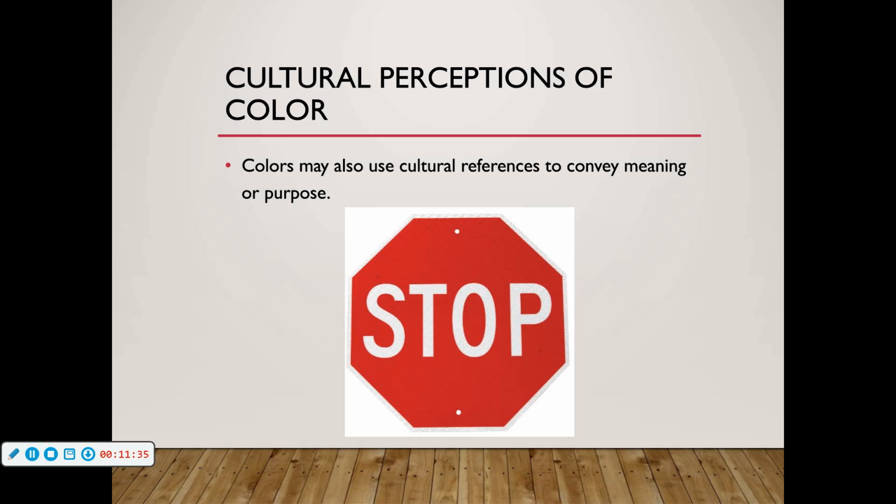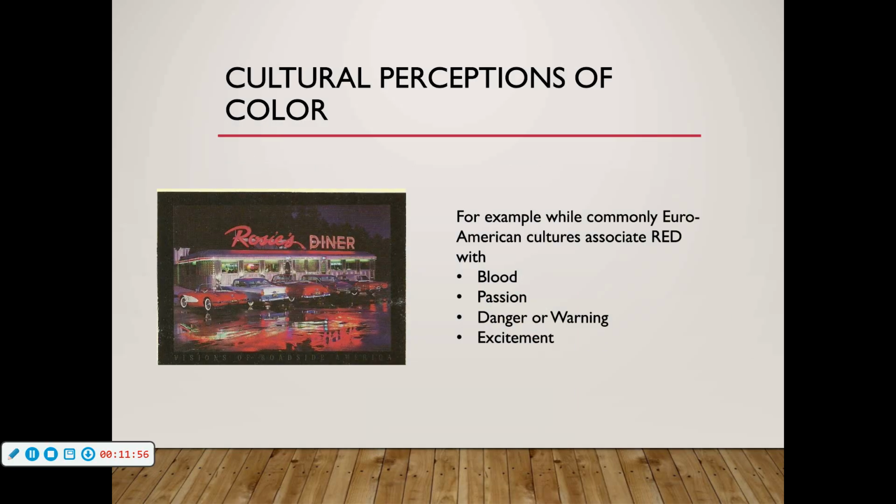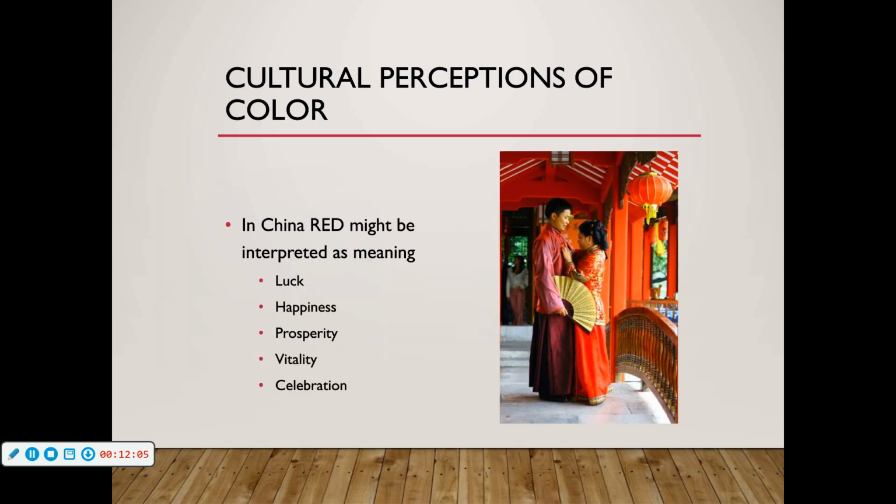So colors might also use cultural references to convey meaning or purpose, such as the red stop sign. Because we have the red stop sign, people are often associating red with stop. There are also other reasons why we chose red as the stop sign color and as a warning color. So for example, we'll commonly see Euro-American cultures associate red with things like blood, passion, danger or warning, or excitement. In China, red might be interpreted as meaning luck, happiness, prosperity, vitality, and celebration. So these cultural perceptions can change the types of graphic colors that we use.